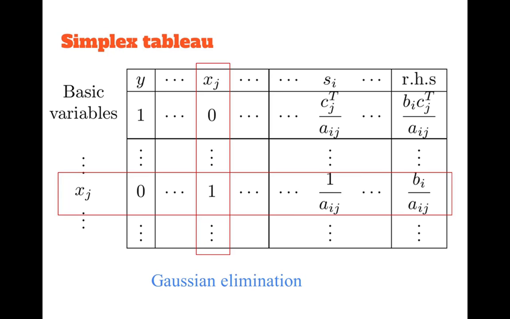After determining which variable is the entering variable and which is the leaving variable, we then apply Gaussian elimination to transform the column xj into a column consisting of only 0s and only 1 at the entry aij of the matrix A. Moreover, we also need to change the si in the basic variable column into xj to finish this step.